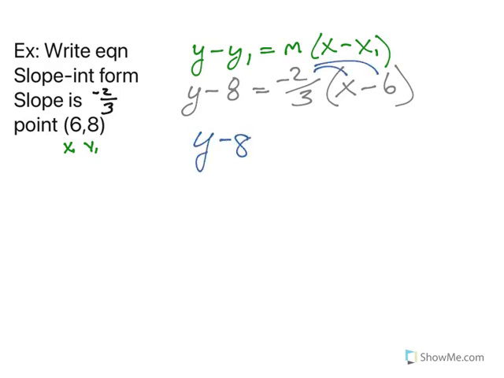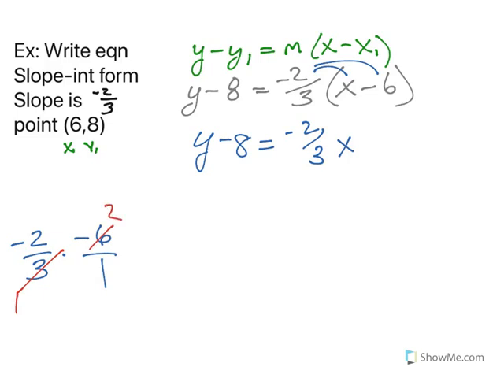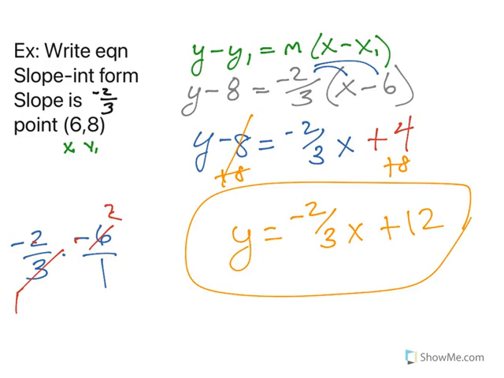So I have y minus 8 equals negative 2/3 x. Negative 2/3 times x is just negative 2/3 x. And now let's look at our fraction here. Negative 2/3 times negative 6 over 1. Well, 3 goes into 6 2 times, so negative 2 times negative 2 is a positive 4 over 1, which is just a positive 4. Last step, let's add 8 to both sides, and I end up with y equals negative 2/3 x plus 12.